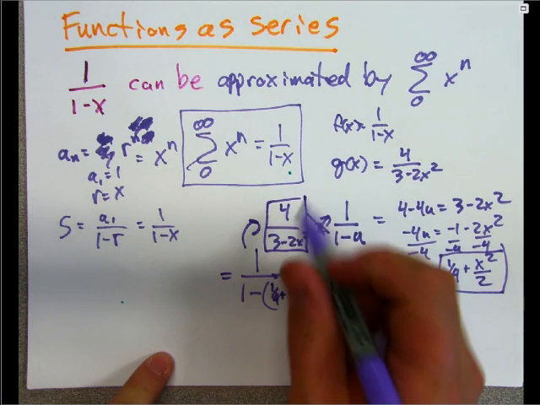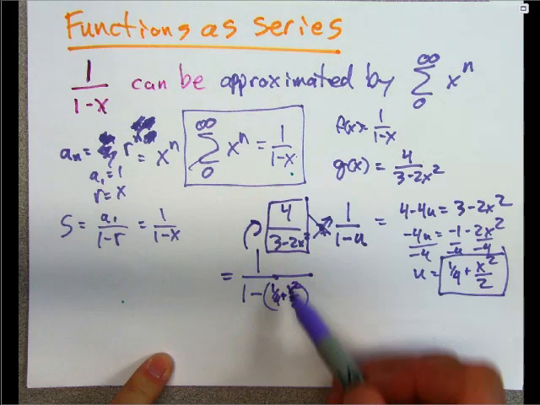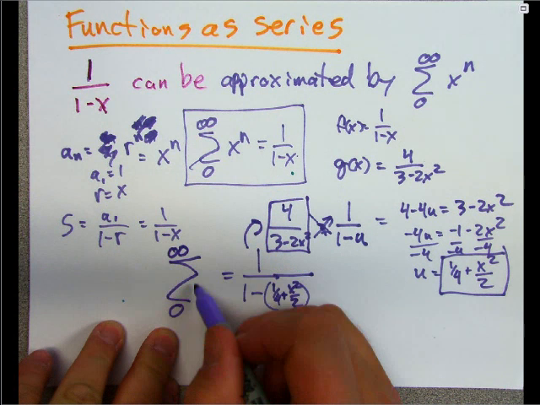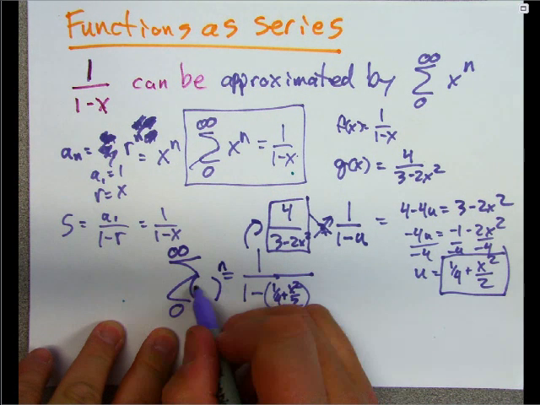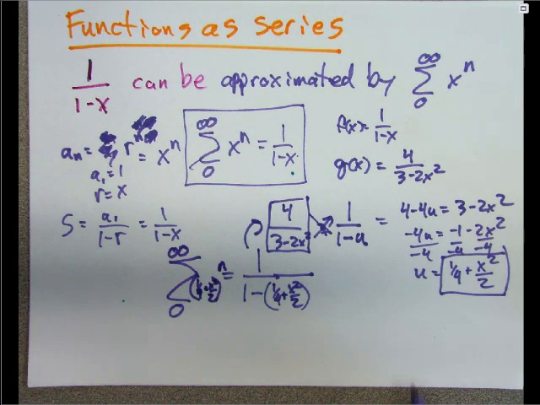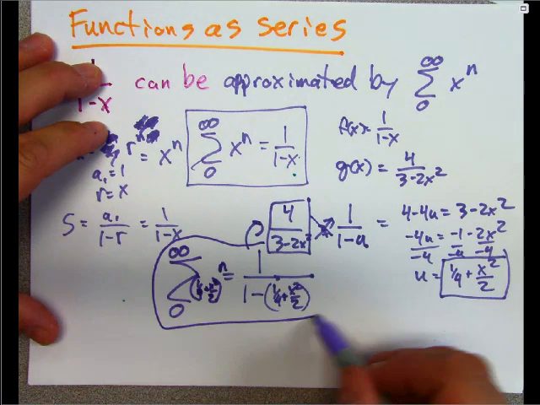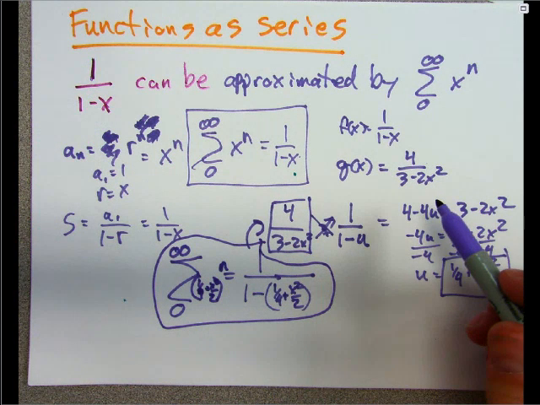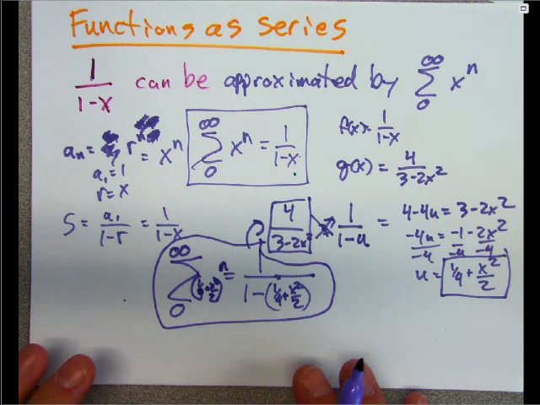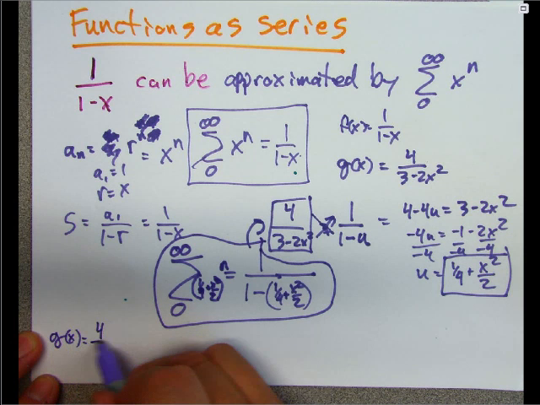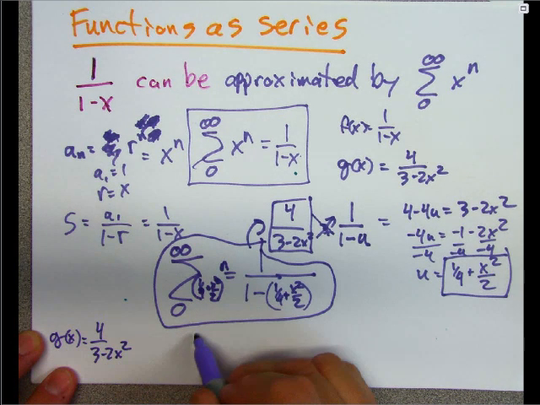But that means if I adjust the x here, I need to adjust it over here. So I now have the summation from 0 to infinity of something to the n, and that something is 1/4 plus x squared over 2. This is now my new rule that fits specifically with this problem, this g of x. So what we're going to do at this point is we could graph g of x. If I do that, it looks something like the following.